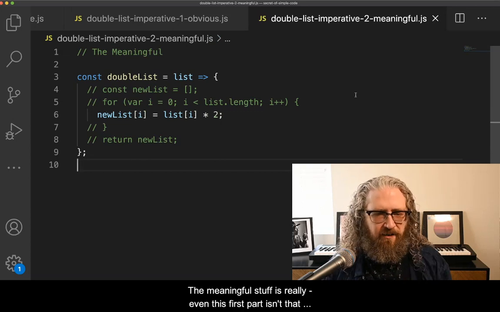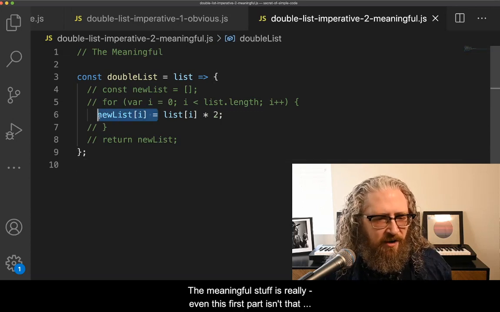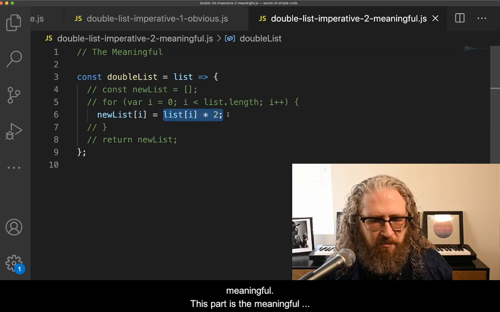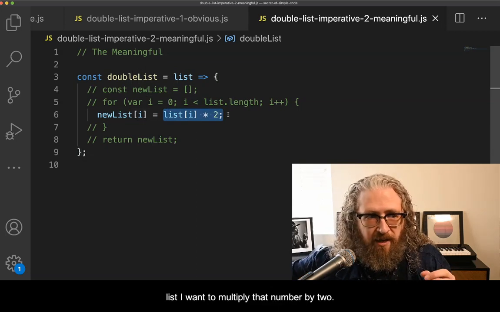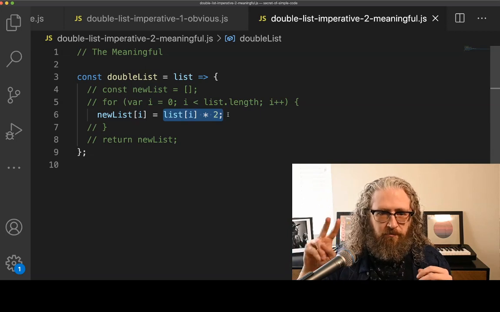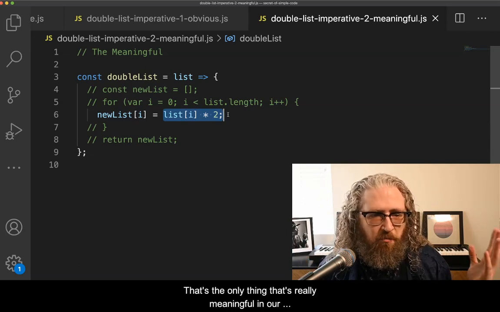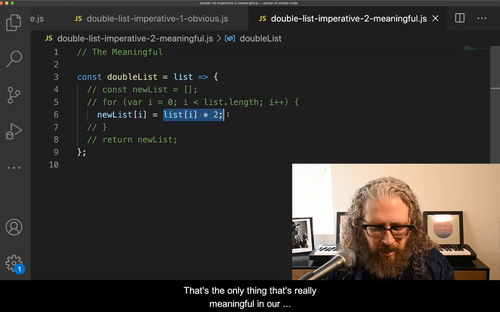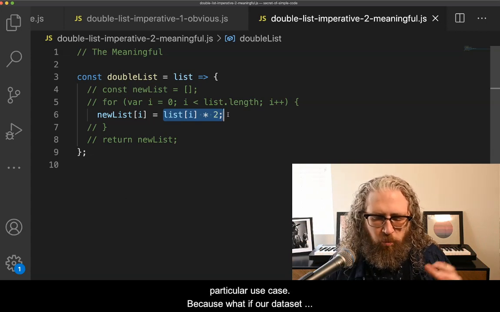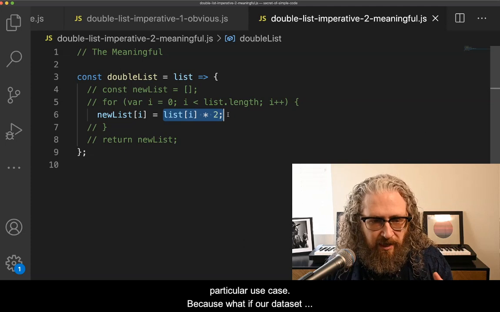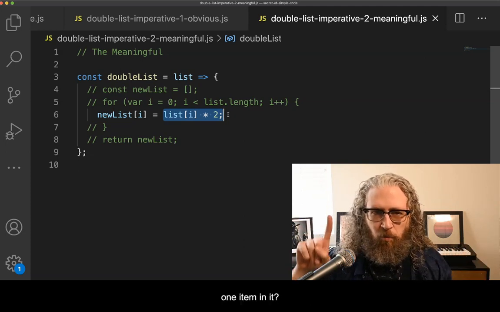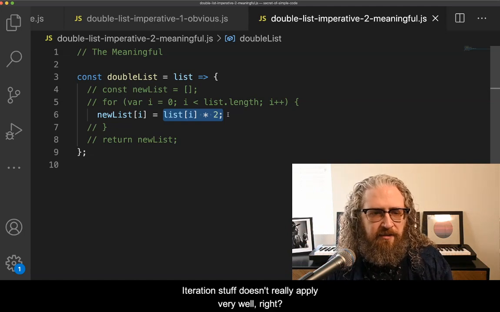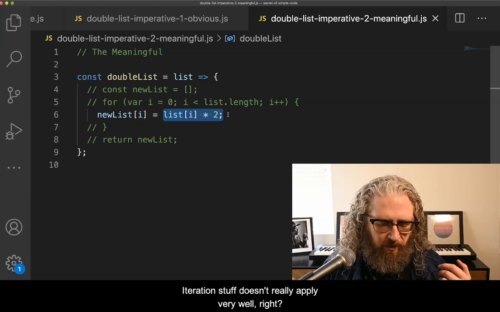The meaningful stuff is really, even this first part isn't that meaningful. This part is the meaningful stuff. It means for each item in this list, I want to multiply that number by 2. That's the only thing that's really meaningful in our particular use case, right? Because what if our data set was only one thing? What if it's just a box that has one item in it? Then this iteration stuff doesn't really apply very well, right?